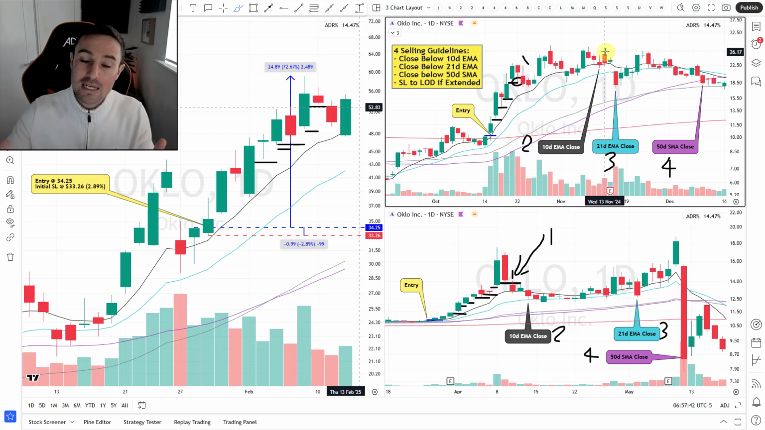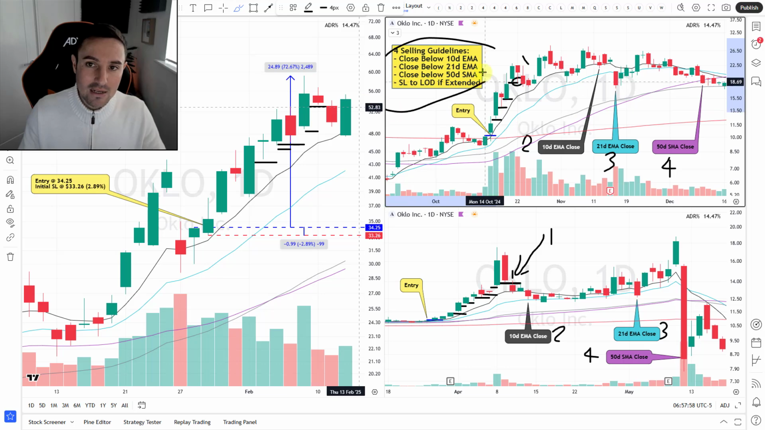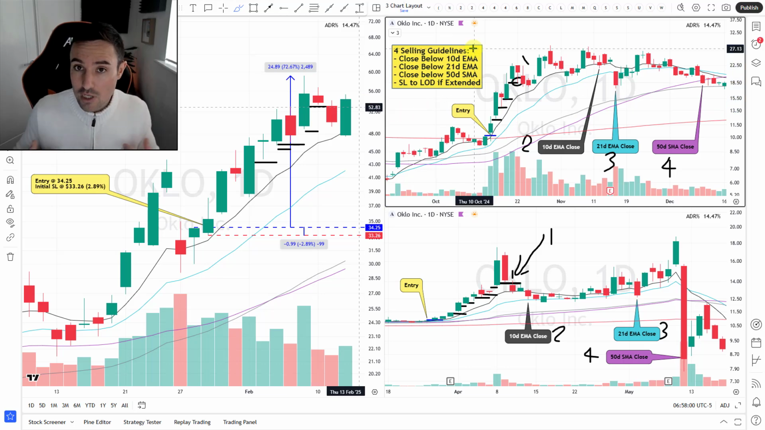Okay, but if you're looking to swing trade and ride those shorter to intermediate term trends, 10-day EMA, 21-day EMA, 50-day, stop loss to low of the day if and when extended, doesn't have to be on all the position, can be on part of the position, but do that exercise and then come up with, okay, what do you think are going to be the best selling guidelines? And maybe it's a combination. Oftentimes I find it's a combination.